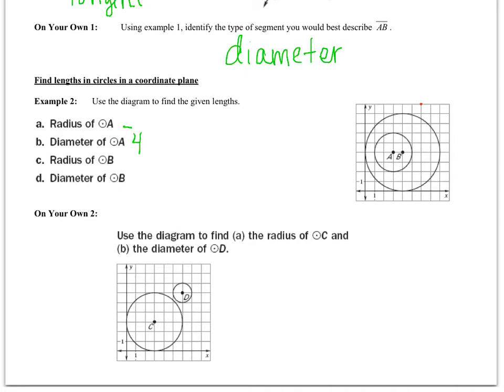The radius of circle B, well, here's B, and all the points equidistant from point B would be this circle right here. Point B is 1, 2, 3, 4 units.